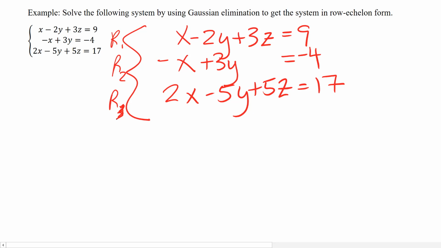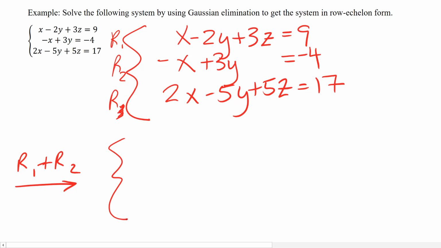All right, so first of all, you can add the first and second equations together, and it will cancel out the x in that second equation. So that's one thing you can do to get started here. So that's what we'll do. We'll add R1 plus R2 for our first step, and we'll replace R2, the second equation, with our sum.